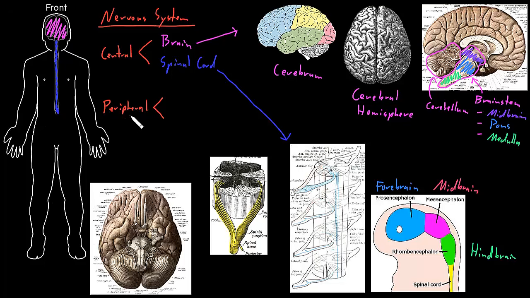The peripheral nervous system consists of two types of structures. The first are called nerves. Let me just underline this nerve right here. These are these long stringy structures that are going to go all over the body.